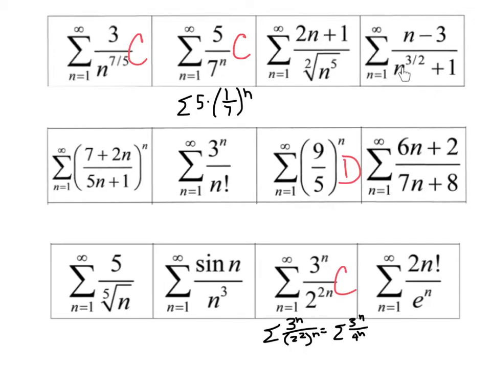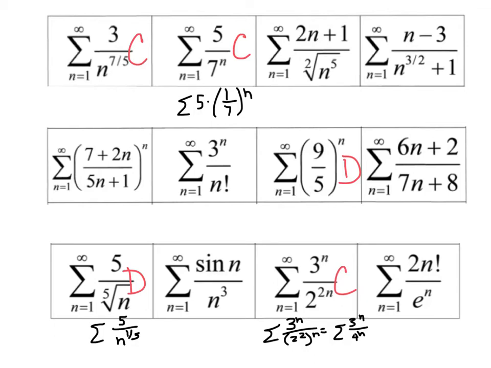I don't see that anymore here. I don't see that anymore here. Here we do. We have a constant, and then it's a root, but we could rewrite the 5th root as n to the 1/5. We should rewrite roots with powers. Well, that power is not greater than 1, so this diverges.